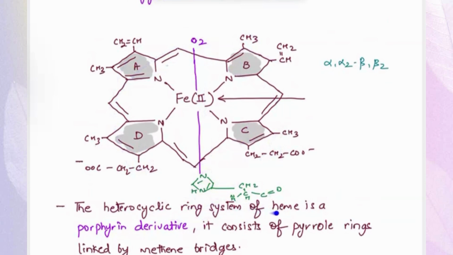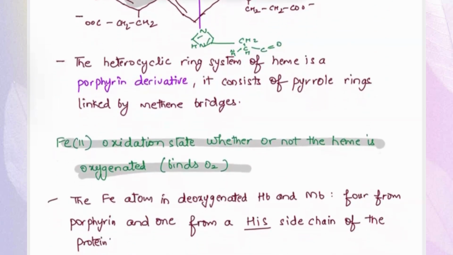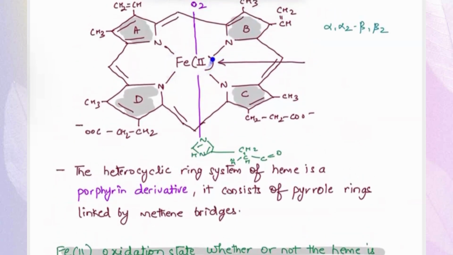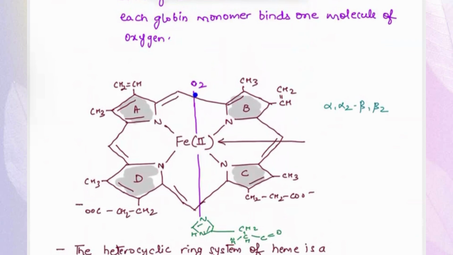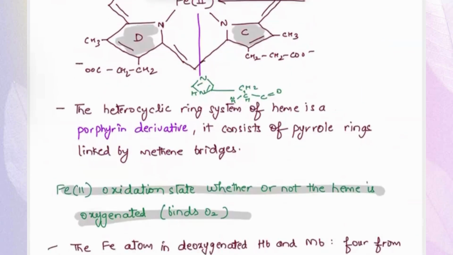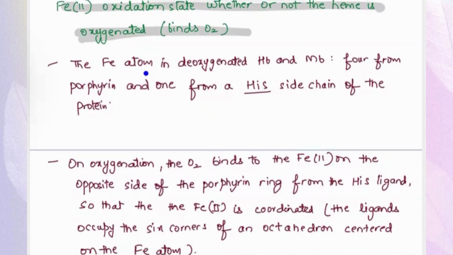The heterocyclic ring system of heme is a porphyrin derivative. It consists of pyrrole rings linked by methane bridges. Fe²⁺ is the oxidation state for the iron, the prosthetic group which is present in the center. This iron prosthetic group is the one to which the four subunits are linked. It will always remain Fe²⁺ whether or not the heme is oxygenated. So whether oxygen is bound to hemoglobin or this is the deoxy state of hemoglobin, the iron state will always remain Fe²⁺.